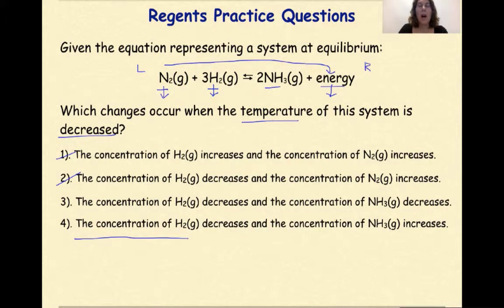The other two talk about the concentration of ammonia, and we know if we shift from reactants to favoring products that the amount of ammonia is going to increase. Therefore, 4 is the correct answer. The concentration of hydrogen was going to decrease, and the concentration of ammonia is going to increase.